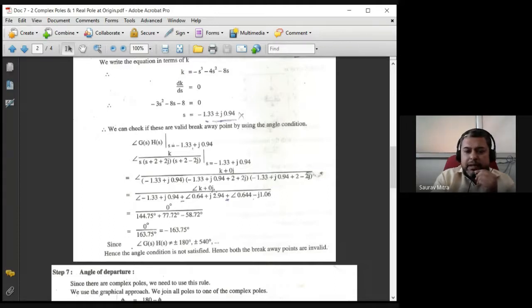So what is the step? Whenever we get an imaginary breakaway point, in that case we have to check whether the imaginary breakaway point is valid or not.